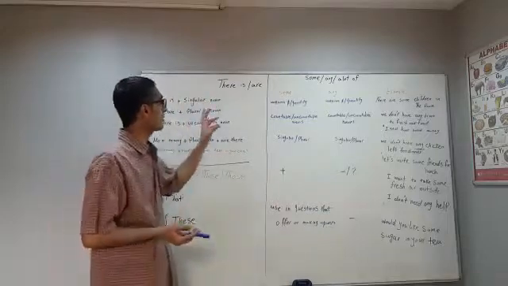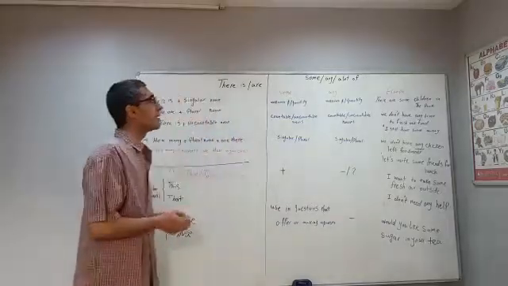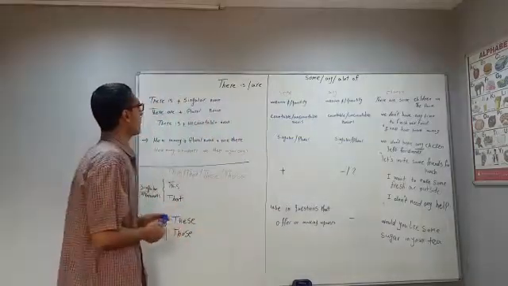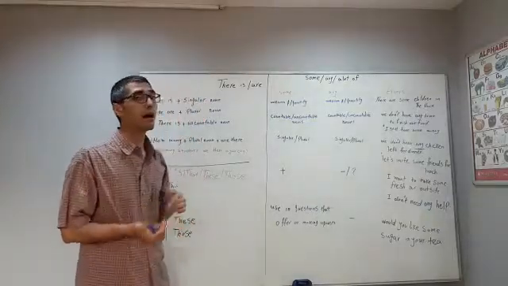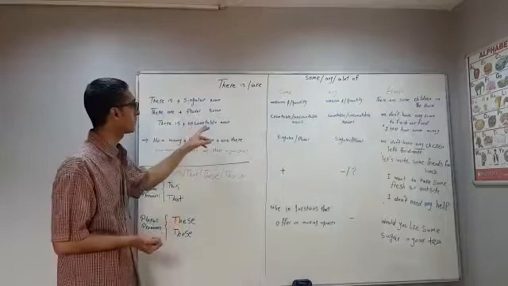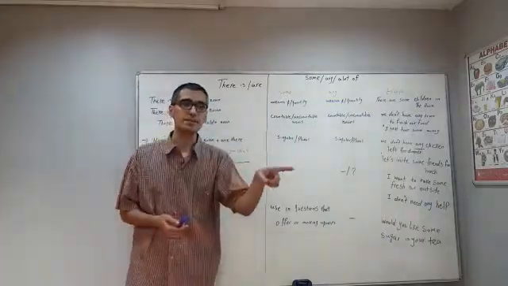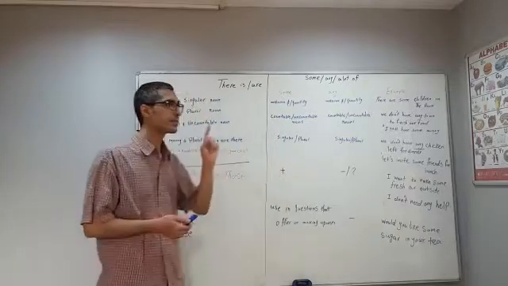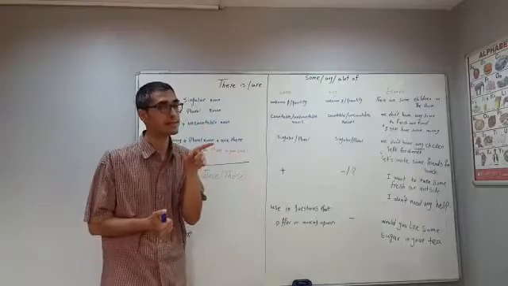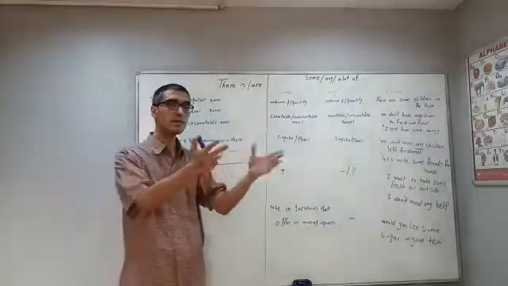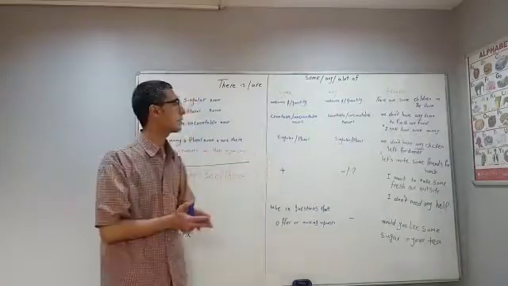But when do we have to use there is and when should we use there are? That's the point, right? So there is is for a singular noun and there are is for a plural noun. For example, there is a book on the desk. Okay? So there is only one book, so I say there is. But if there are lots of books there, I say there are books on the desk. Okay?